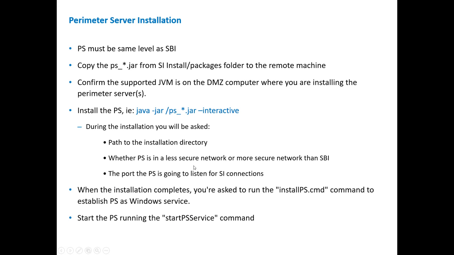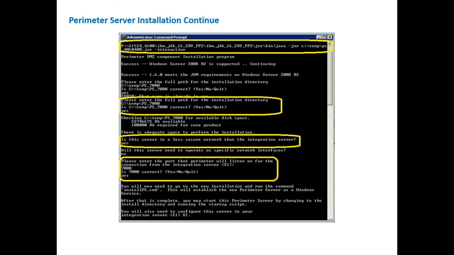So you would give less secure network, and then the perimeter server is going to listen for the Sterling B2B Integrator connections. Once you have provided this basic information, it is going to start the installation process. Once the installation is complete, you need to run a command called install ps.cmd within the command prompt, and it's going to establish the perimeter server as a Windows service. Once it is done, you need to start the Windows service by issuing the start ps service command.